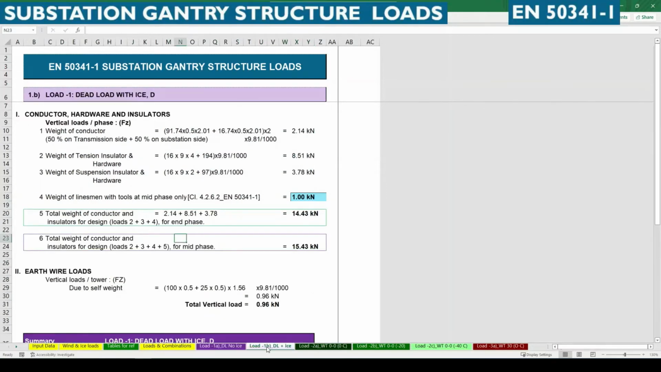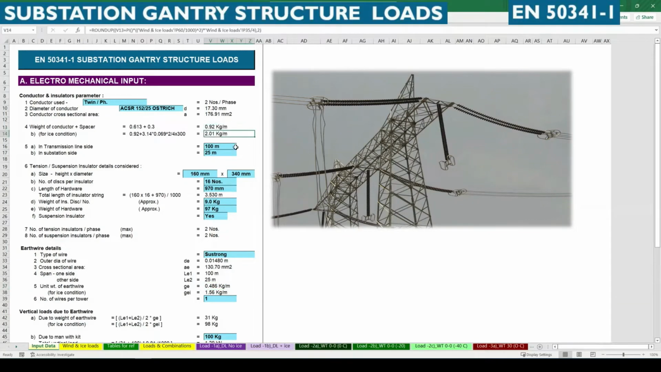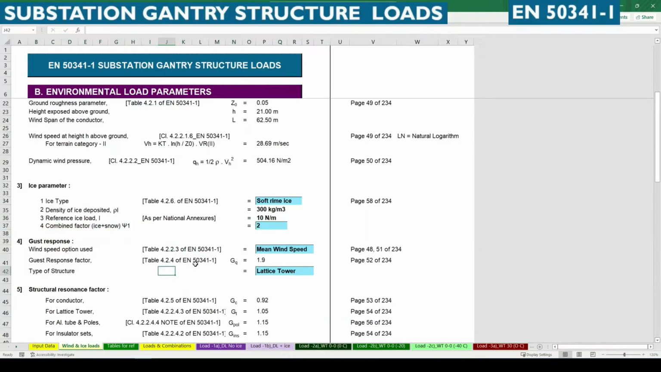Similarly, next we need to calculate the dead load with ice. In this case we already have this weight. We are going to consider the span as seen earlier in the dead load without ice, in which we had deducted the tension insulator span from the overall span of the conductor, 100 meters, and 25 meters on the substation side. The only change here is the weight, which we have considered as 2.01. This is nothing but the input data we have already calculated based upon the ice covered thickness, which is calculated in wind, ice and loads.